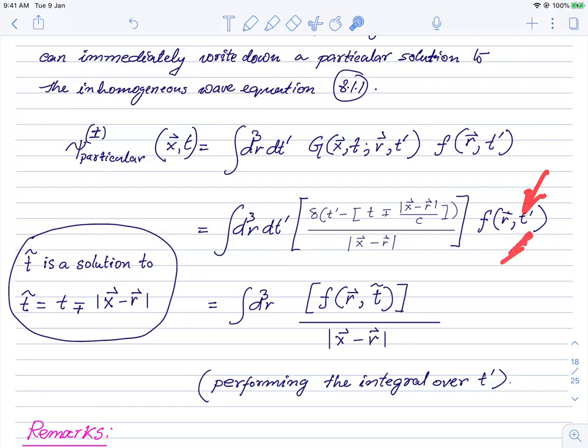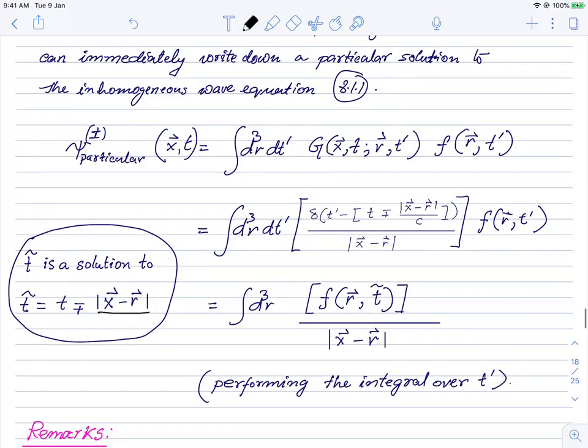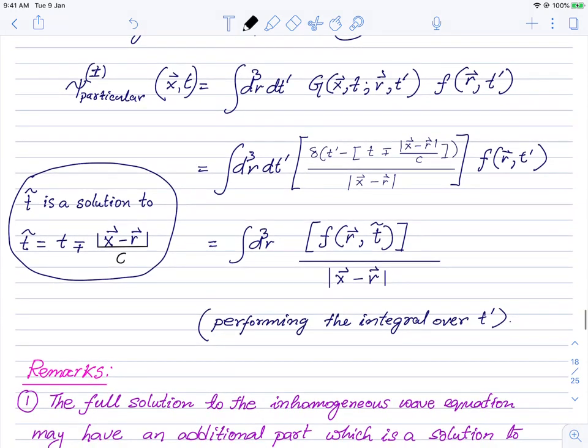The t prime here gets replaced by a t tilde, because of the delta function. You are supposed to substitute this t prime with this whole combination here. This t tilde, therefore, is this whole combination t minus plus distance by c. I'm sorry, I missed a c here. So this is distance by c. This combination has to be put into the time of the source.